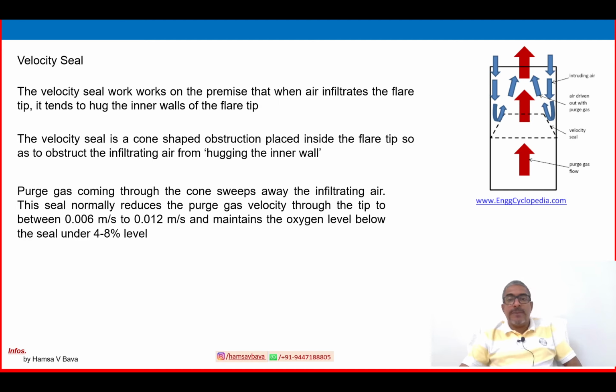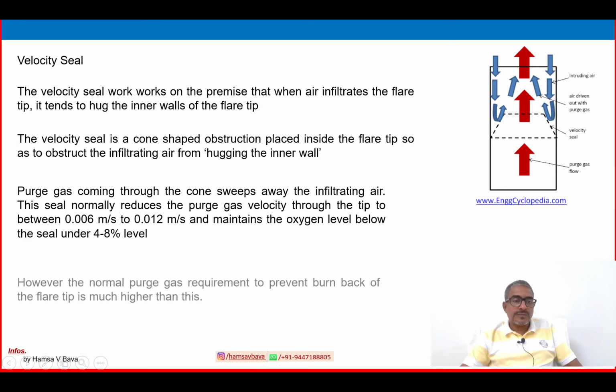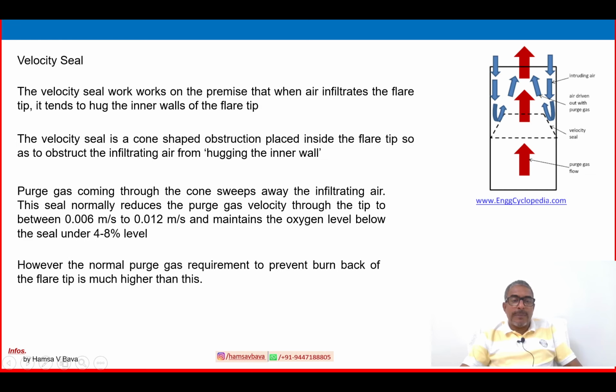infiltrates the flare tip, and the velocity seal is preventing that. The air flashback to the flare system is also prevented, maintaining the oxygen level. However, the normal purge gas requirement to prevent burn back of the flare tip is much higher than this.